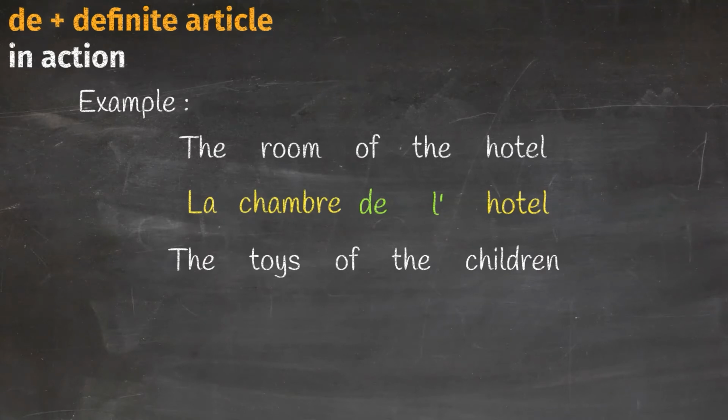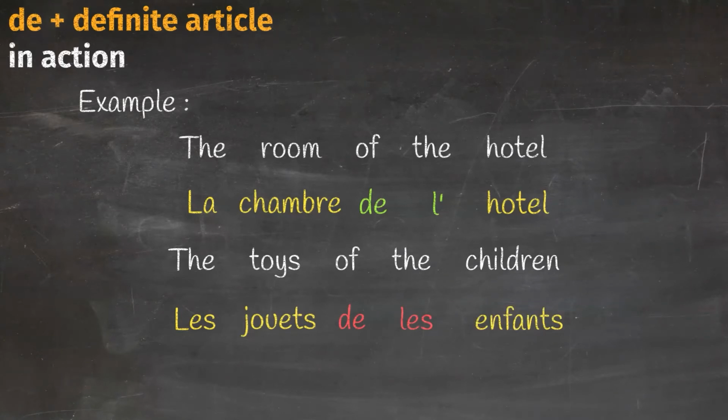And the last example. I want to say the toys of the children. The, les. Toys, jouets. Of, de. The, les. Children, enfants. I can see de plus les. So we do need a combination here, and the correct sentence is: Les jouets des enfants.